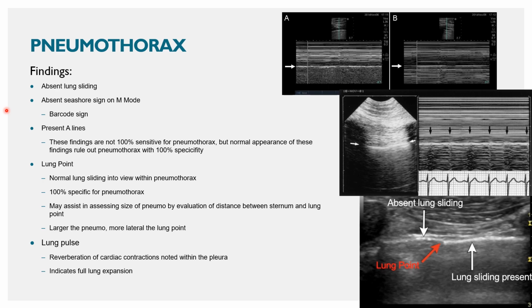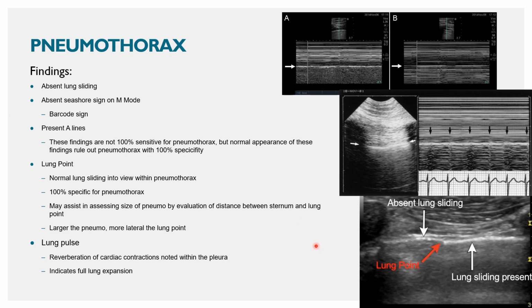So again, when we're seeing those A lines, that does not rule out a pneumothorax because we know that a pneumothorax can be replacement of the lung tissue by air in the pleura. So one of the best ways to evaluate whether there truly is a pneumothorax or not, aside from the lung sliding, aside from the seashore sign versus barcode sign, we can also look for something called a lung point.